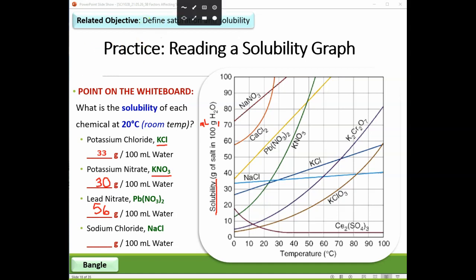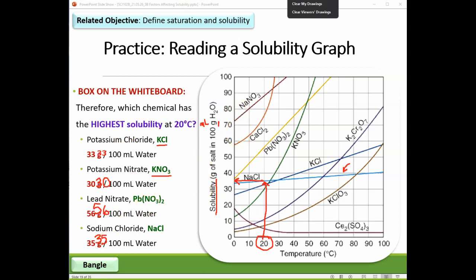All right, so taking a look here, again, you should have noticed that the light blue line here is sodium chloride. Again, we're starting at 20 degrees. So if I go up until I hit that light blue line, and then looking over towards the left, again, go straight to the left. I know the line kind of curves, but you do need to go straight to the left. And that looks like it's hitting about halfway between 30 and 40. So I would call this 35 grams per every 100 grams of water. So this is the solubility of each of these.